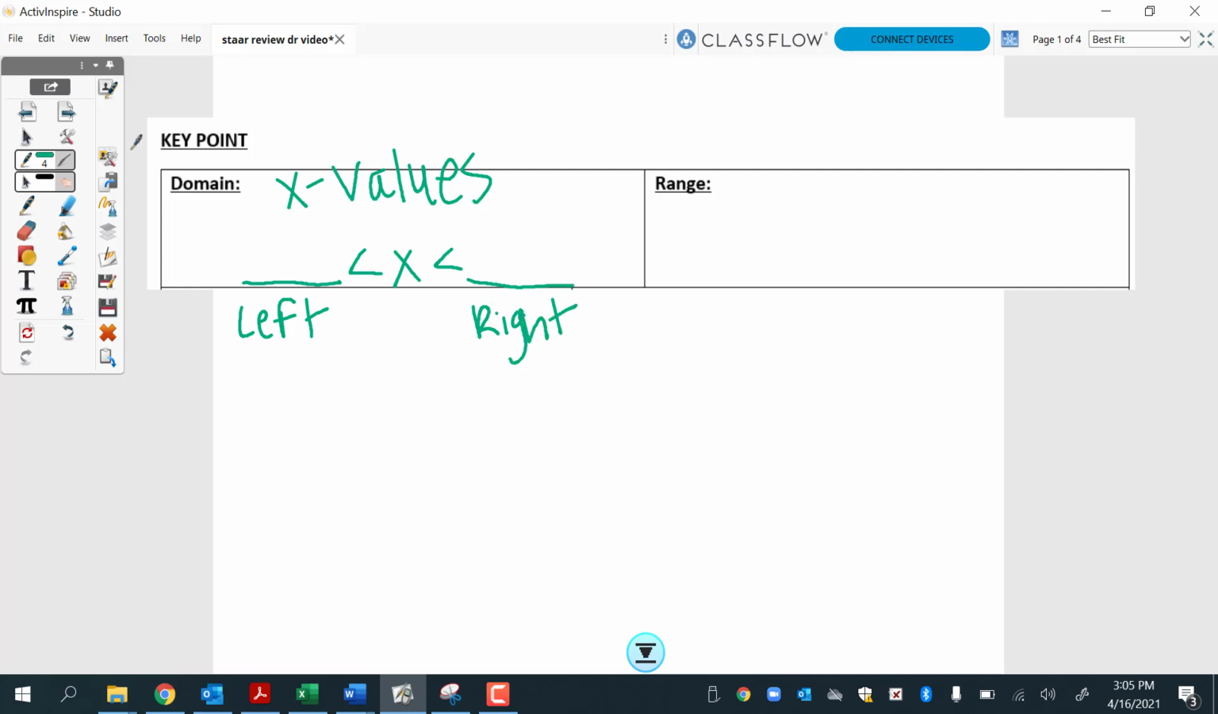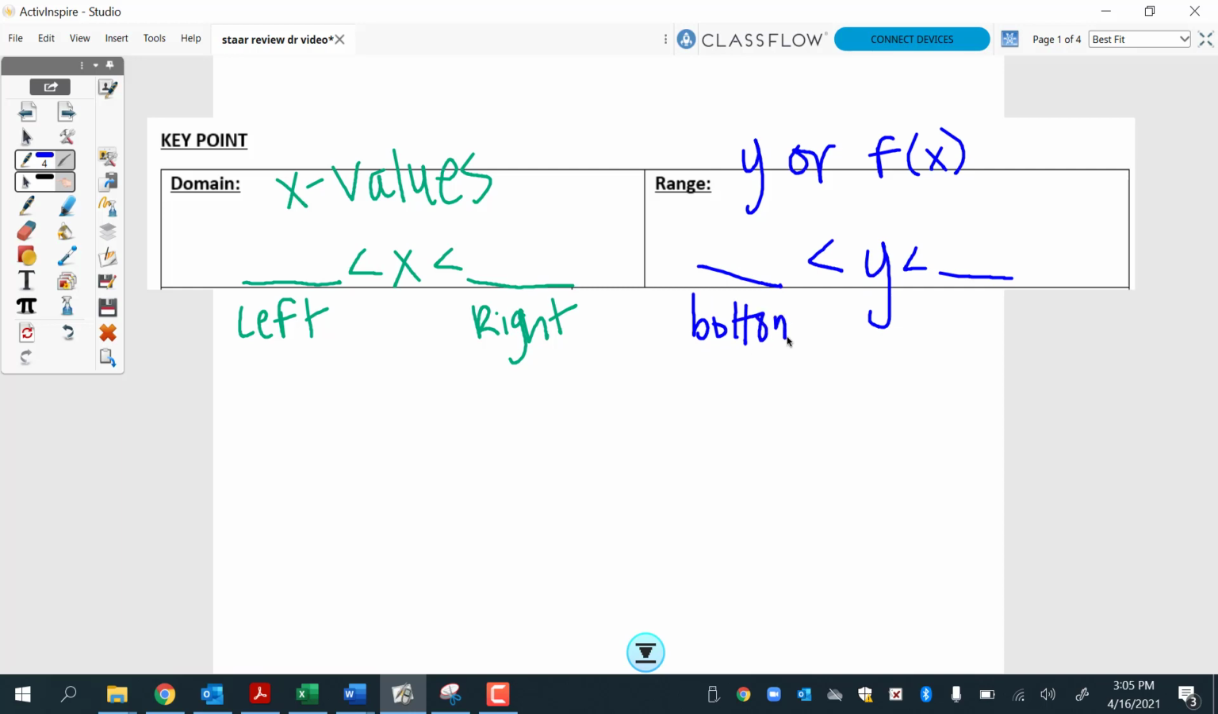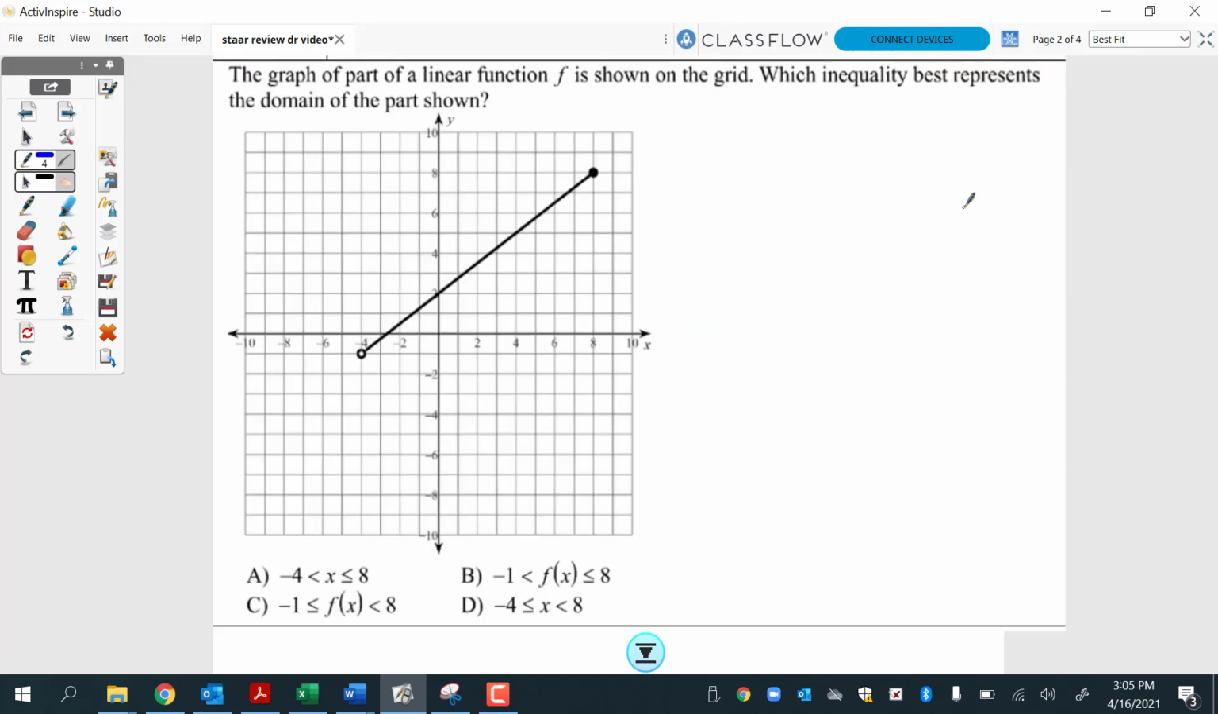Okay. Range we know means the Y numbers, or it could say f of x or g of x or something like that, because that also means Y. And you would write range the same way with the Y in the middle, but the numbers are coming from the bottom and the top of the graph, because that's where the Y numbers are, okay? So let's look at how we would answer some questions.